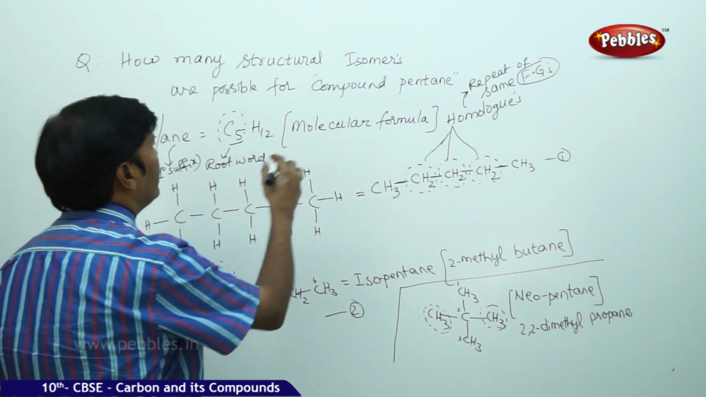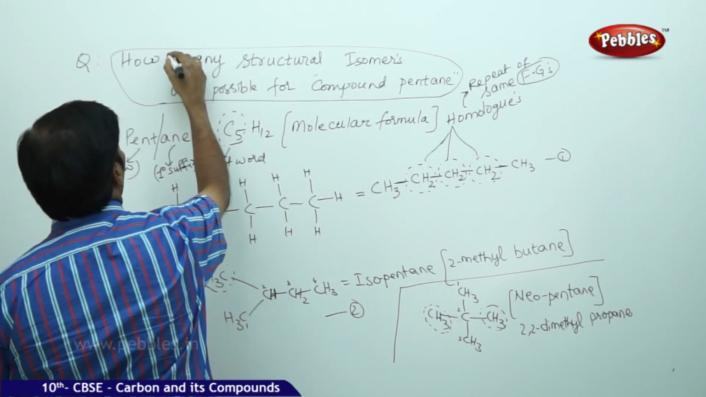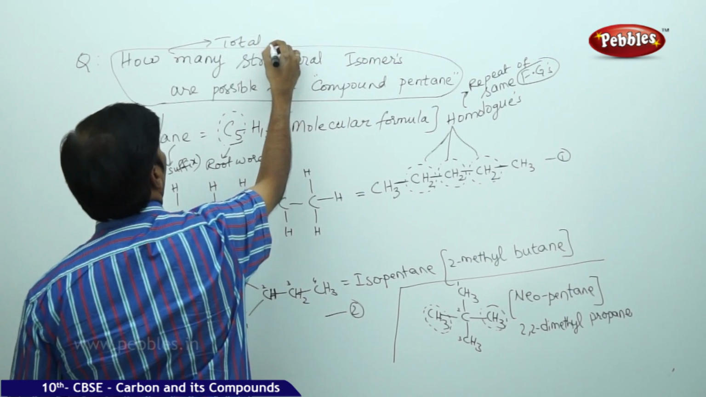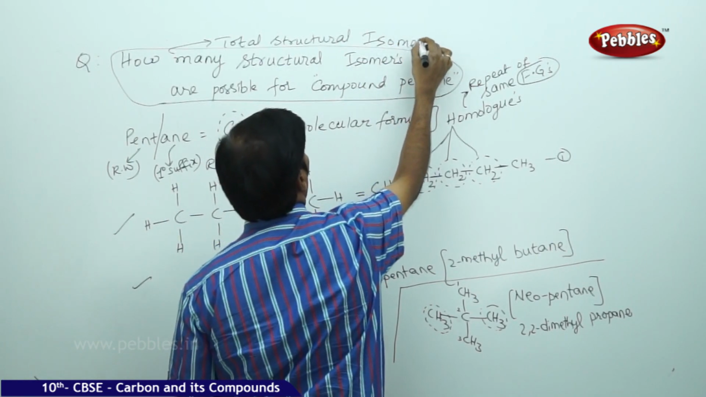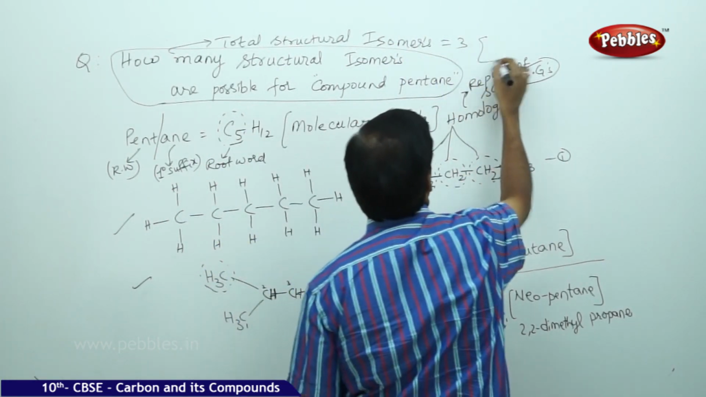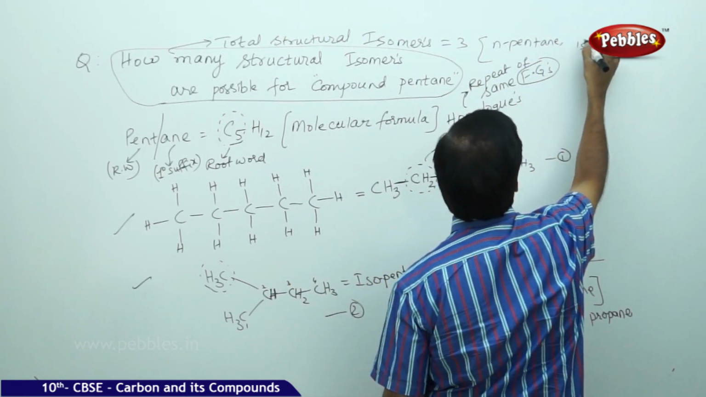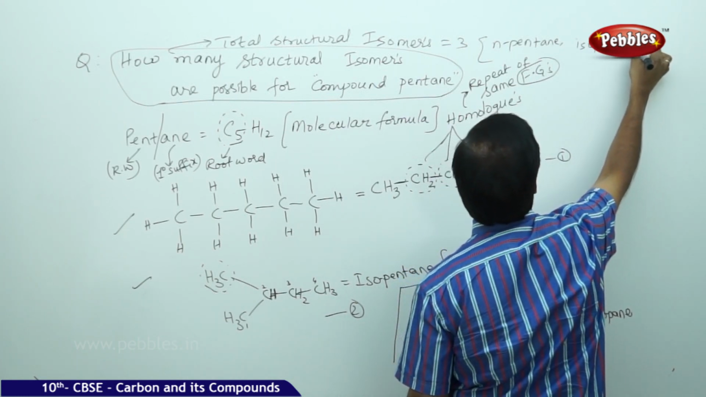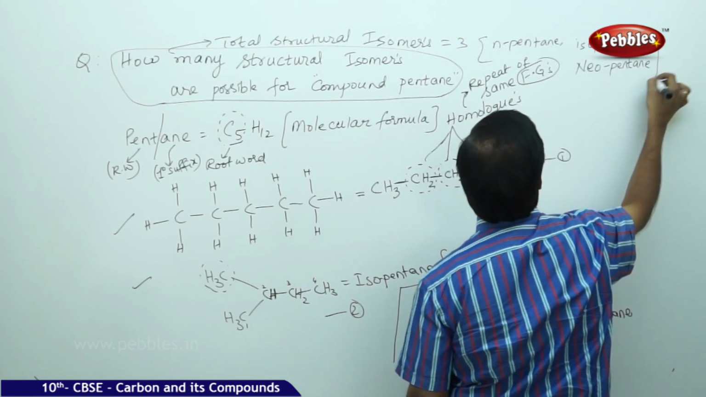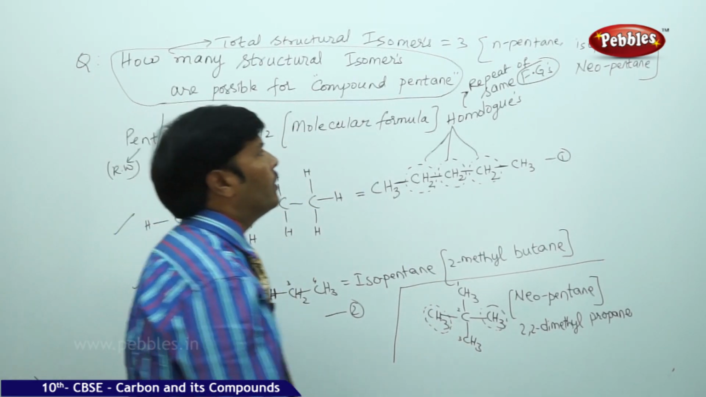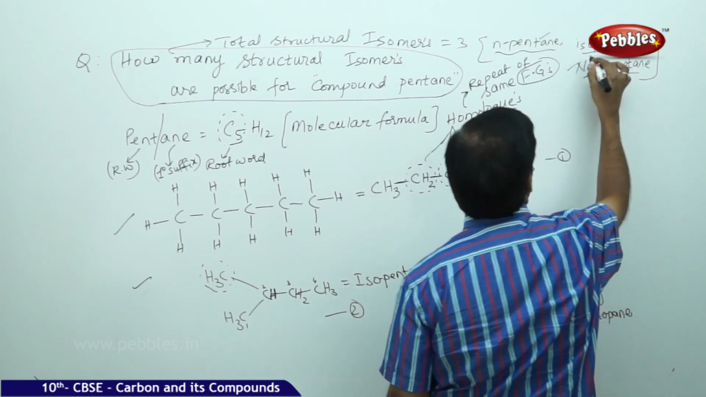So the answer for this question: the total number of structural isomers is equal to 3. Those are n-pentane, isopentane, and neopentane. 3 isomers are possible: n-pentane, isopentane, and neopentane.